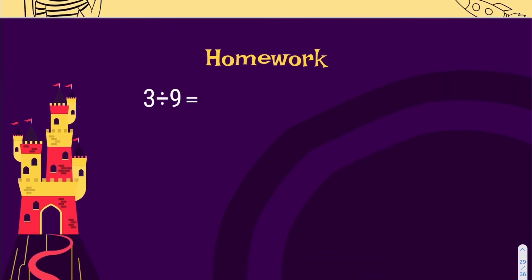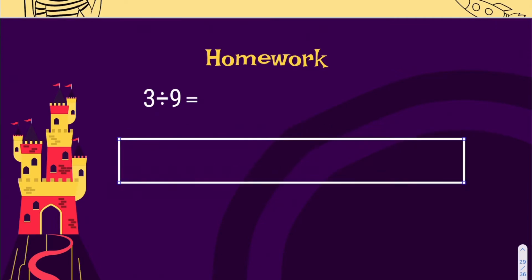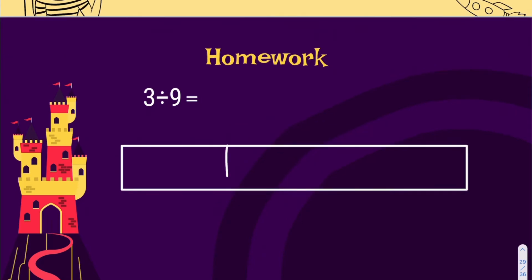The first thing we're going to do is go over the homework you had from last night. It was 3 divided by 9. The first thing we do is draw the 3 units. So here we have 3 blocks, and now we need to divide by 9. What we're going to do right now is split each of these into 9.